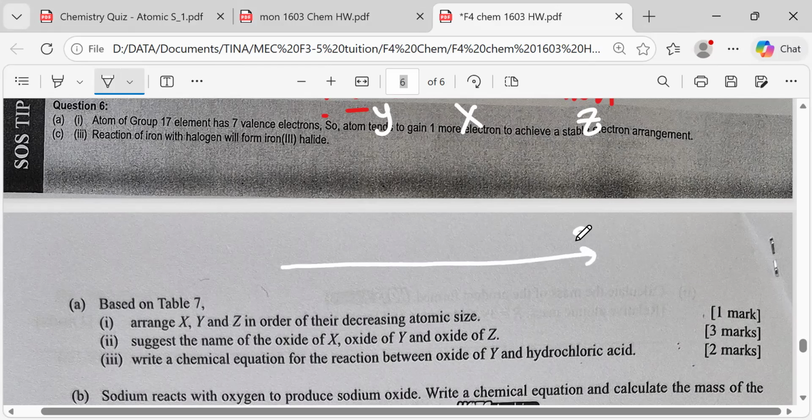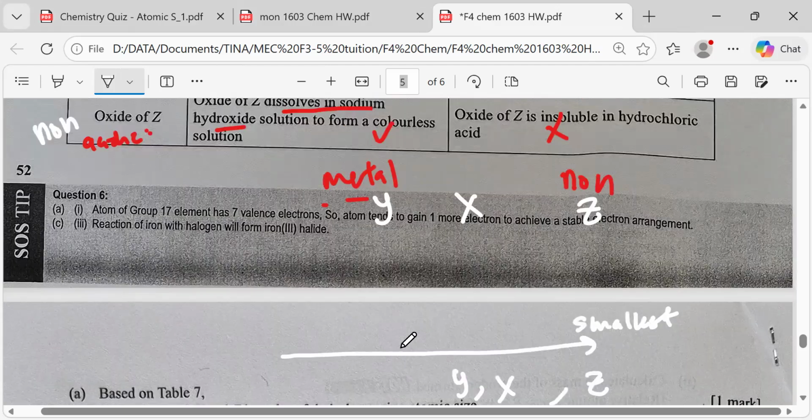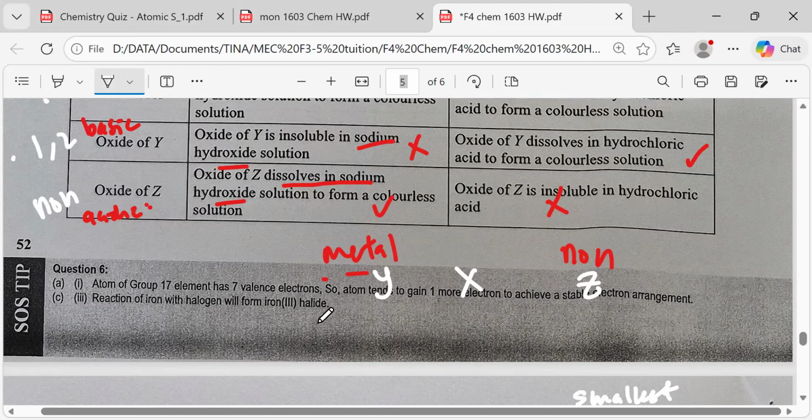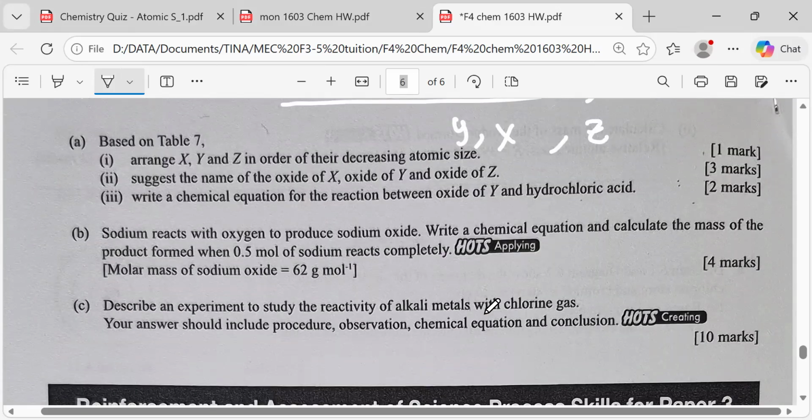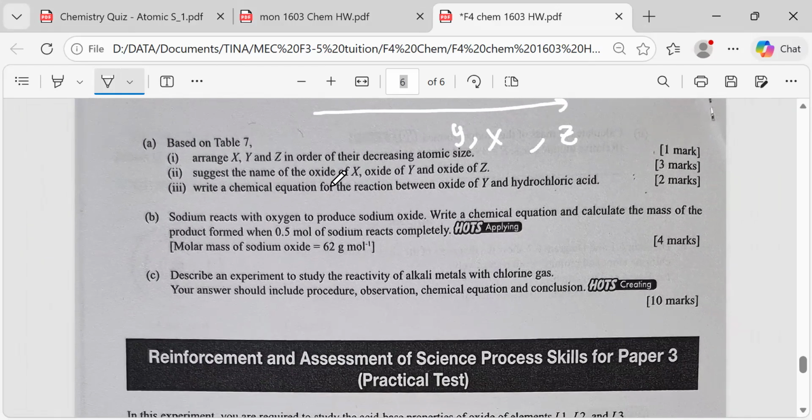Who is the smallest? Z is smallest. So it's exactly the way it's written. Okay? So just the name of X oxide, oxide of Y and oxide of Z. This one is aluminium oxide. What am I supposed to write?